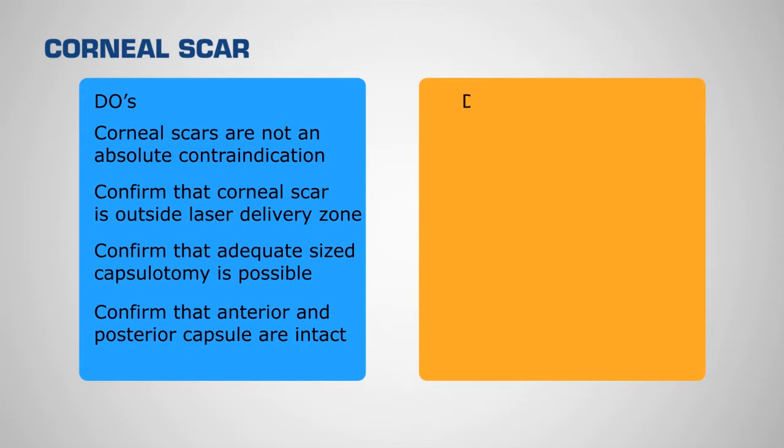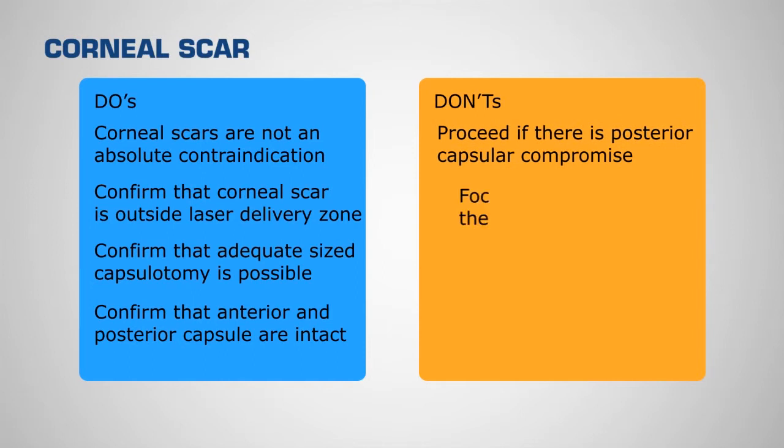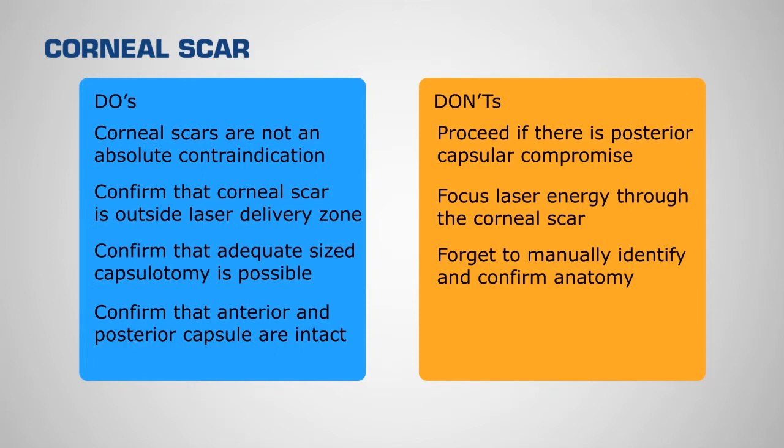An adequate capsulotomy is possible and the anterior and posterior capsule are intact. It is important in such cases to not focus the laser energy through the corneal scar and to manually confirm the anatomy and adjust the laser energy parameters.